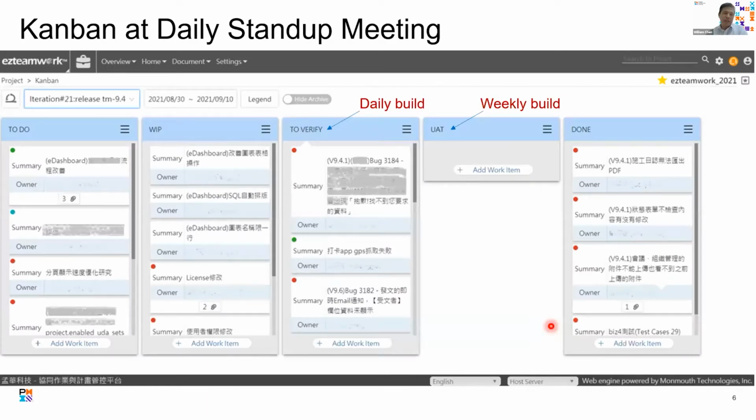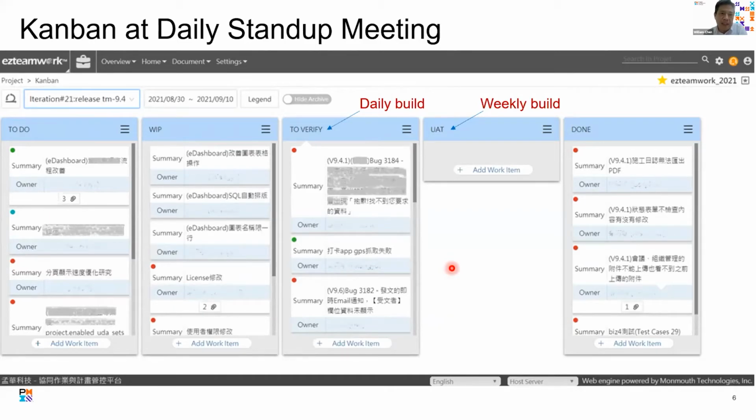Kanban is a very common tool for Agile practices. We also use Kanban for our daily stand-up meetings. There are a lot of Kanban tools like Trello and Jira, and since our own product has a Kanban feature, we use our own product. You can see here, for each iteration, there's a corresponding Kanban. In the Kanban, there are 5 stages or statuses: to do, work in progress, to verify, UAT, and done. That corresponds to the mini waterfall process I just mentioned.